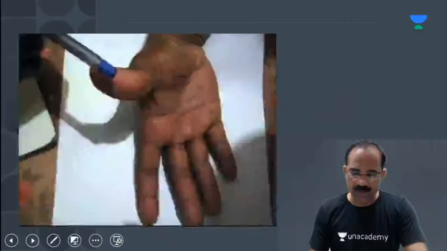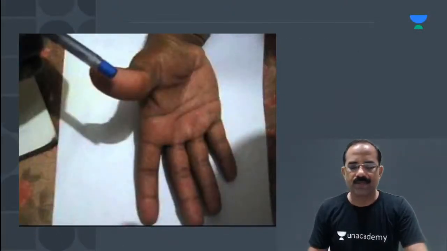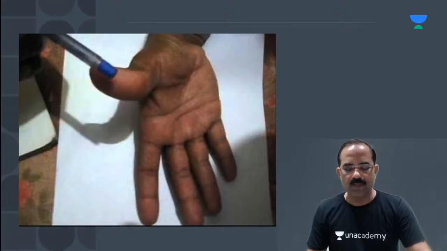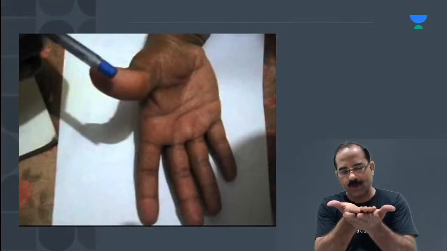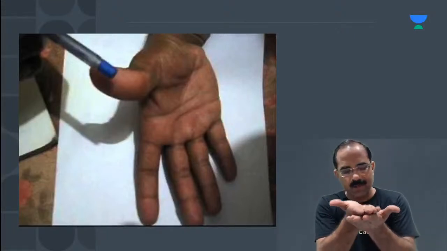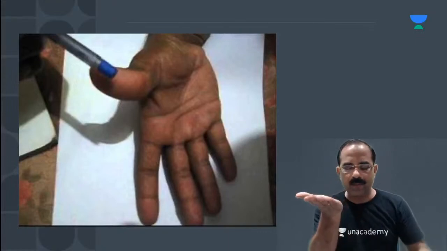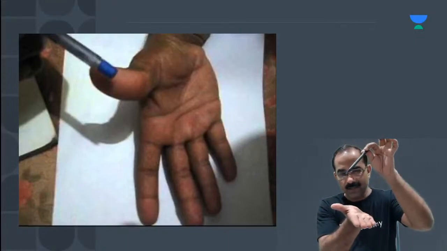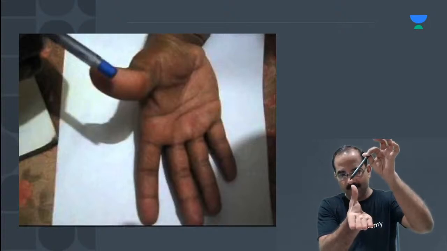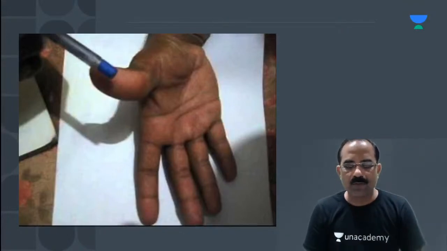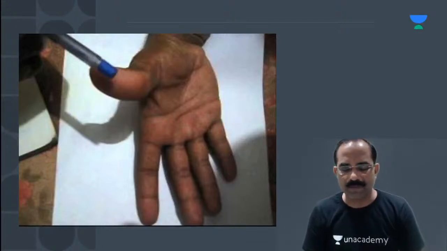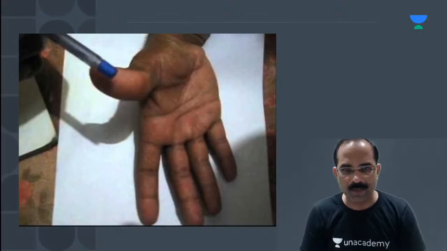Okay, so this should be clear. Tell me, what is this test? What do we do in it? We tell the person to place the dorsum of the hand on the table like this, and we bring a pen here, and we tell the person to touch this pen with the thumb like this. So what is this test known as? And what muscle are we testing? Are you understanding?